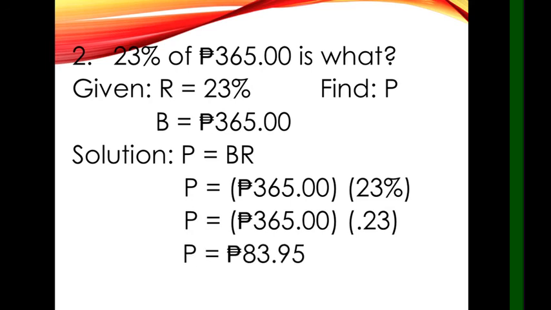You can use your calculator in solving this to make it easy for you to have your final answer. Or just simply do a multiplication. So 365 times 0.23. This is a multiplication of decimals. Okay, is that clear? Now another example.